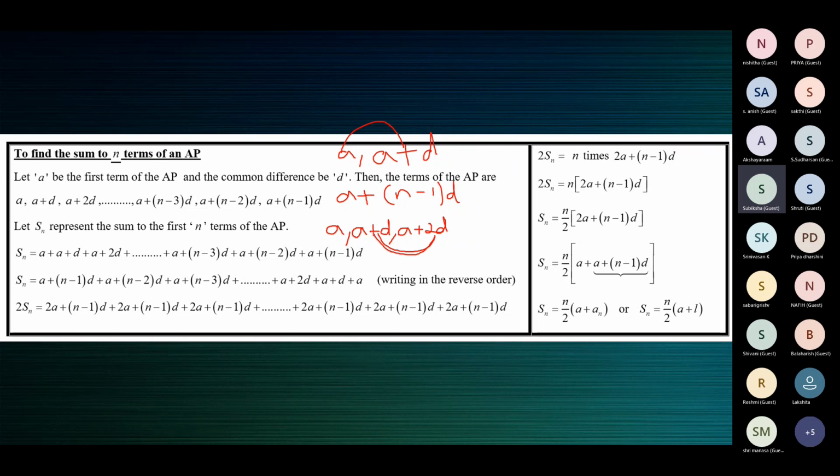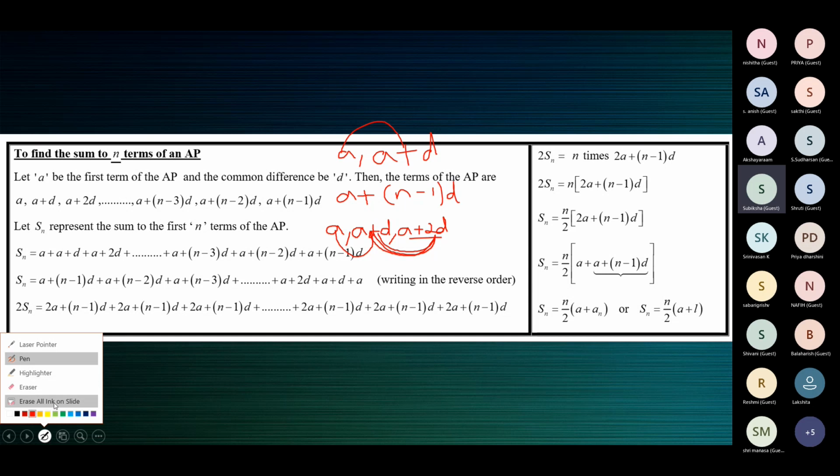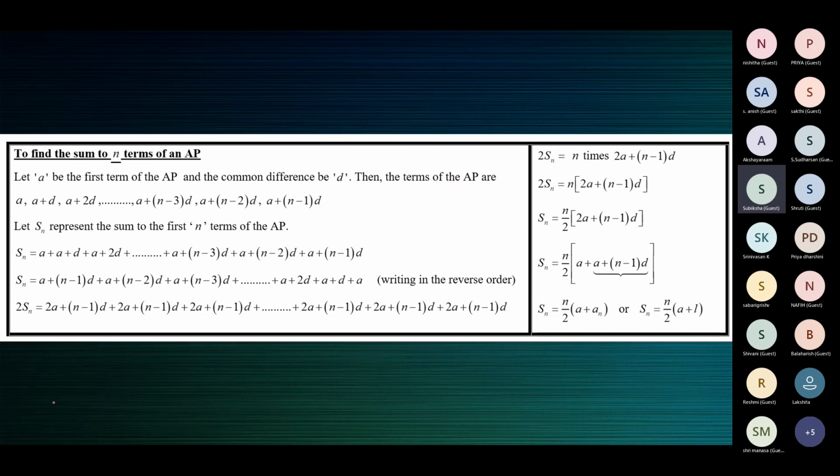But if you have to move backwards, this is A plus 2D. How will you get the previous term? Whatever is here minus D. A plus 2D minus D will give you A plus D, and this A plus D minus D will be A. To get the previous term, subtract the common difference. To get the next term, add the common difference.